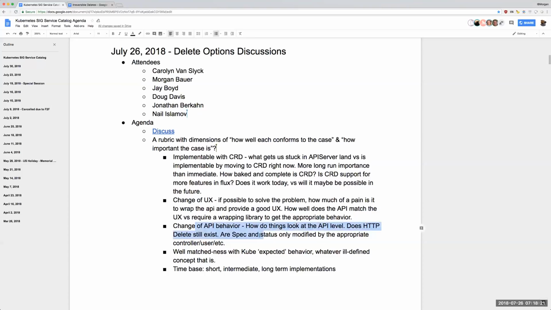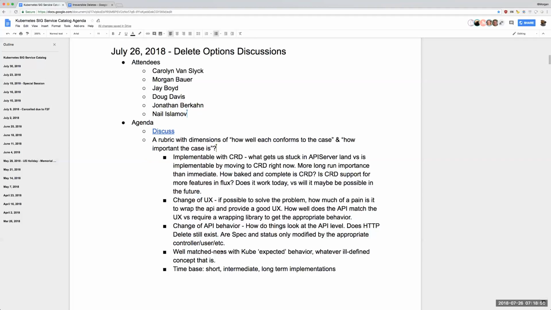By API behavior, how did things look at the non-user level, the API provided? Have we blocked delete? Are spec and status the only things modified by the controller or the user? That kind of stuff. This is maybe part of it, but I think it's a little outside of the API specifically, and basically what does an observer expect to see happen, and are we violating that?